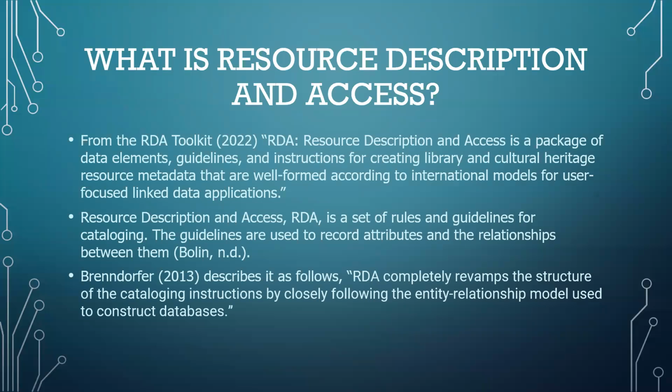What is Resource Description and Access? From the RDA Toolkit, RDA Resource Description and Access is a package of data elements, guidelines, and instructions for creating library and cultural heritage resource metadata that are well formed according to the international models for user-focused linked data applications. Resource Description and Access, RDA, is a set of rules and guidelines for cataloging. The guidelines are used to record attributes and the relationships between them.